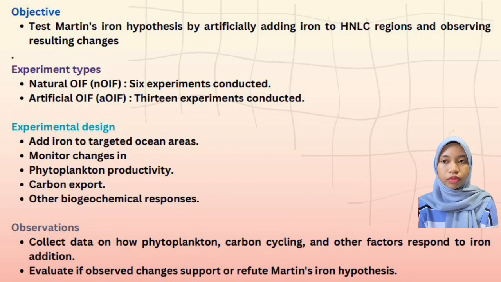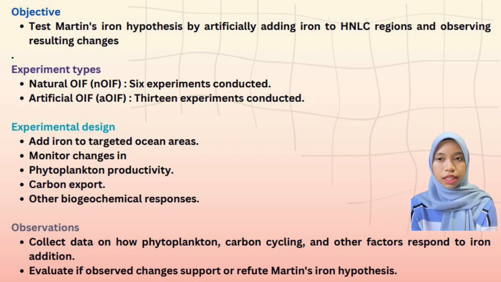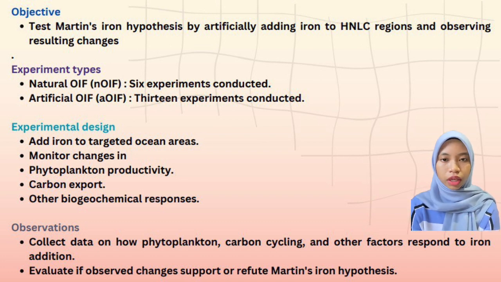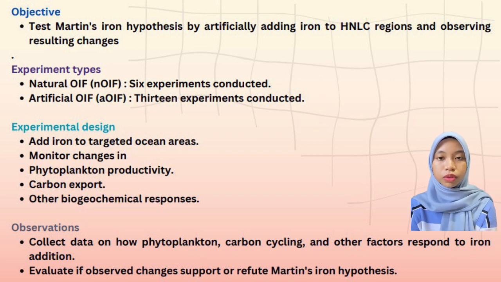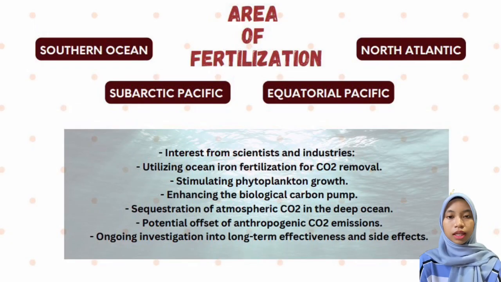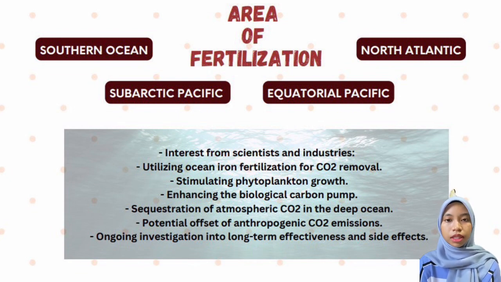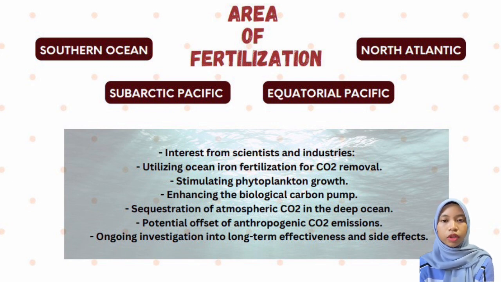The main objective of the ocean iron fertilization experiments discussed is to test Martin's iron hypothesis by artificially adding iron to high nutrient, low chlorophyll regions and observing the resulting changes in phytoplankton productivity, carbon export and other biogeochemical responses. To test Martin's hypothesis, 6 natural OIF and 13 artificial OIF experiments have been performed to date in high nutrient, low chlorophyll regions.